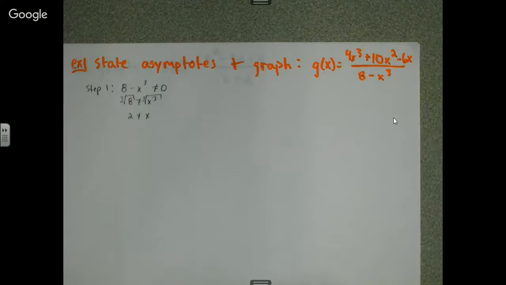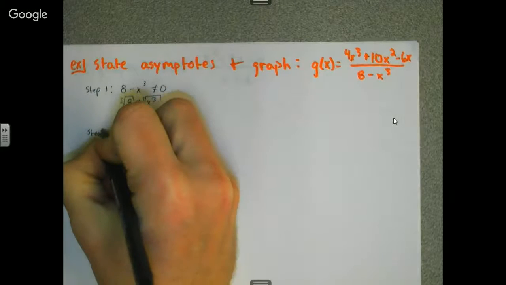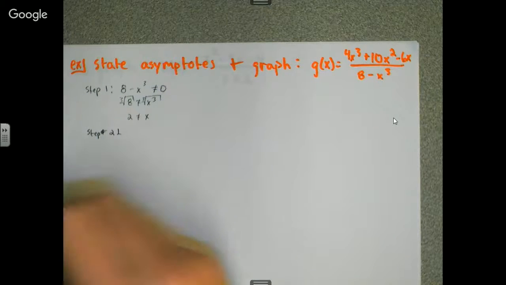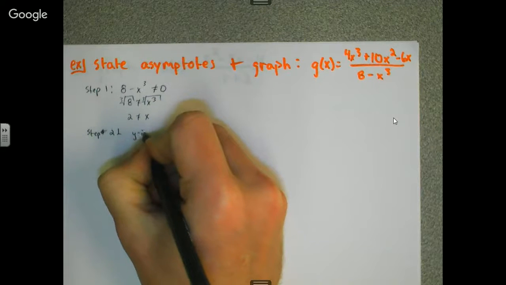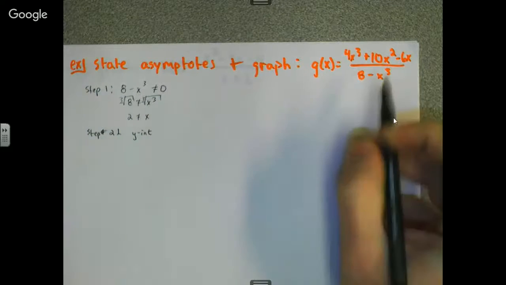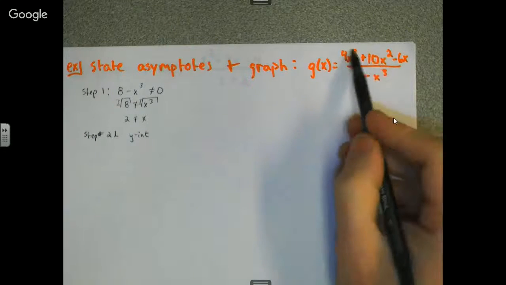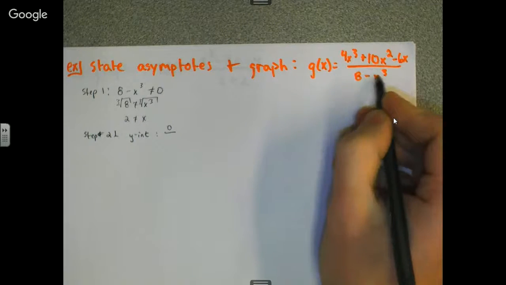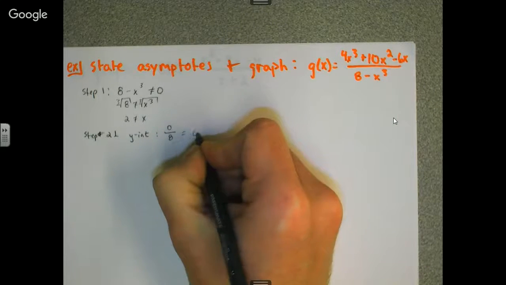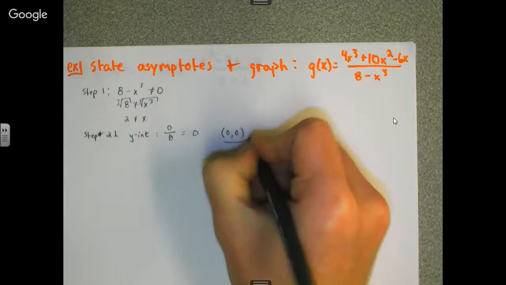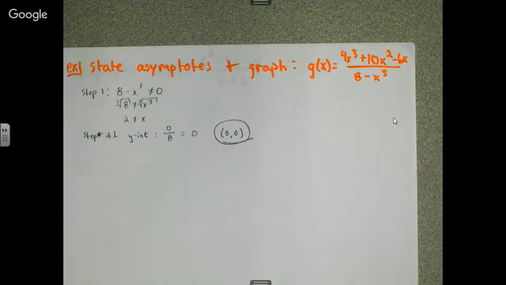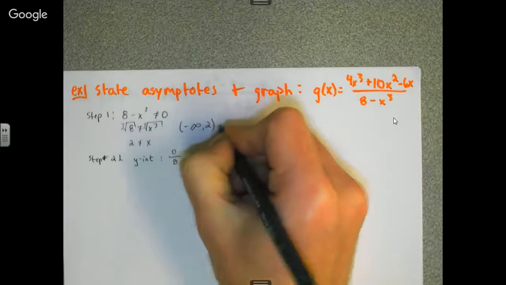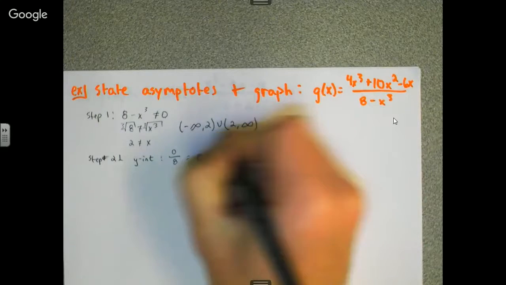All right. So now step 2. Step 2 is find the intercepts. So we'll look at y. We're just plugging 0 into everything. So I got 0 here, 0 here, 0 on the top, over 0, so 8, which is 0. So your y-intercept is 0, 0. But we need to write this domain right. Negative infinity to 2, union 2 to infinity. Forgot about that.